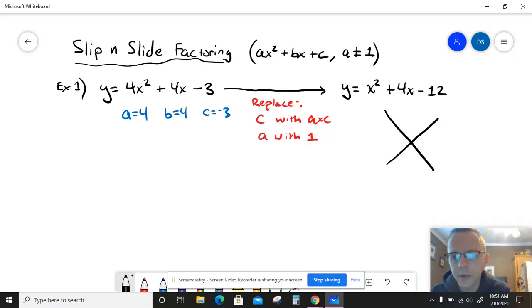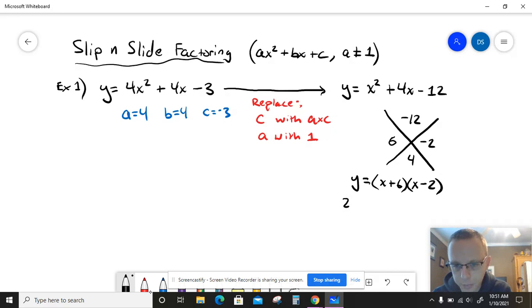So we make our x here, and we have -12, and our middle term is b, which is 4. So what multiplies to -12 and adds to 4? I think 6 and -2 would work. So this thing would factor as y equals x plus 6 times x minus 2. And from those factors, I can easily write down the zeros, which are x is -6 and x is +2. All right, so what does this tell me about my original problem?